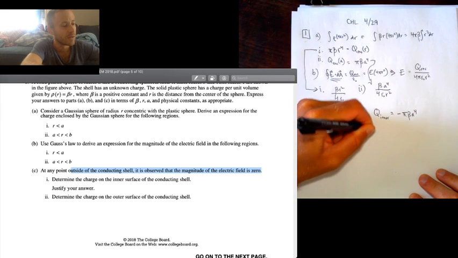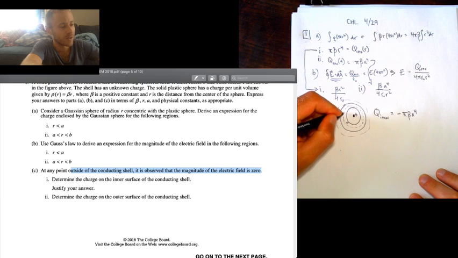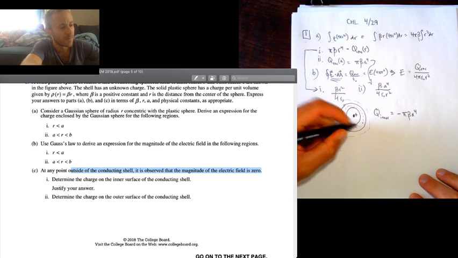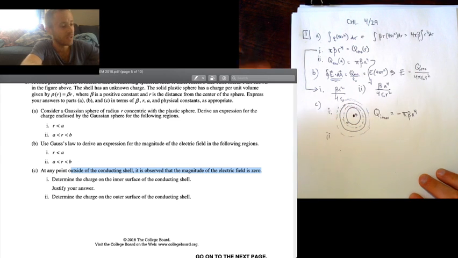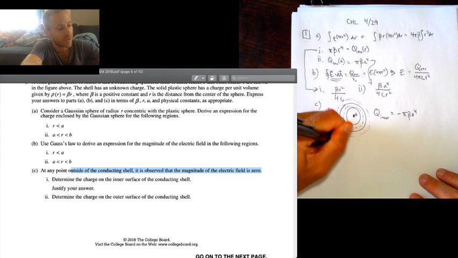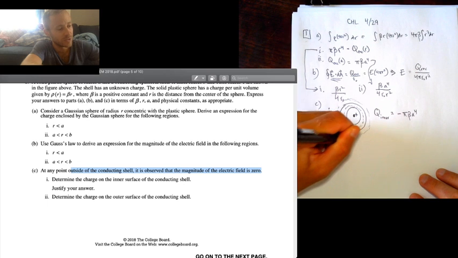Okay. Now, because I already enclosed 0 right here, and if I have a Gaussian sphere out here, it still encloses 0. That means that the outer surface doesn't even have any charge. So I would say that the charge on the outer surface is 0.